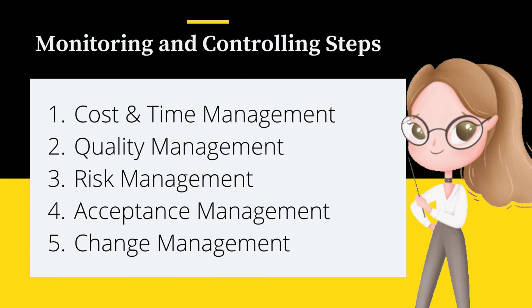Here are key project management steps for monitoring and controlling a project. Cost and time management. Review timesheets and expenses to record, control, and track against the project's budget, timeline, and tasks. Quality management. Reviewing deliverables and ensuring they meet the defined acceptance criteria. Risk management. Monitor, control, manage, and mitigate potential risks and issues.